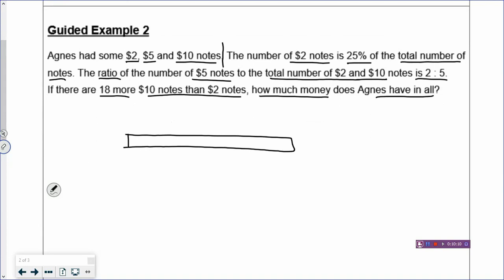All right, $2, $5, and $10 notes that is represented by this rectangle, and the $2 notes is 25%. So you can change the 25% into fraction, which is 25 over 100, 1/4. So you replace the percentage with 1/4, and then arrow pointing. So the $2 notes is 1, and the total number of notes is 4 boxes.